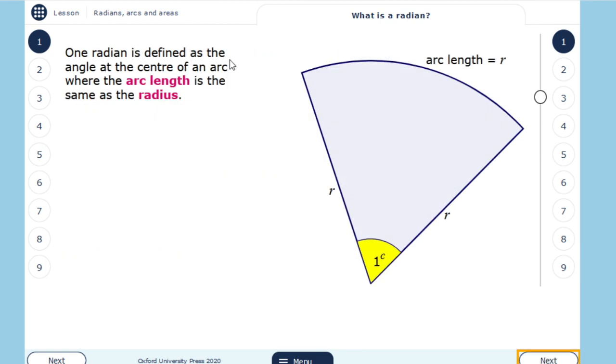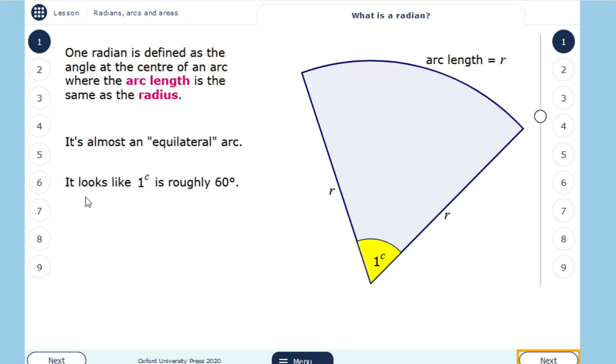One radian is defined as the angle at the center of an arc where the arc length is equal to the radius. It is exactly the same value as the radius. It's almost an equilateral triangle, although I don't have a straight line, it's an arc. It looks like one radian is roughly 60 degrees.